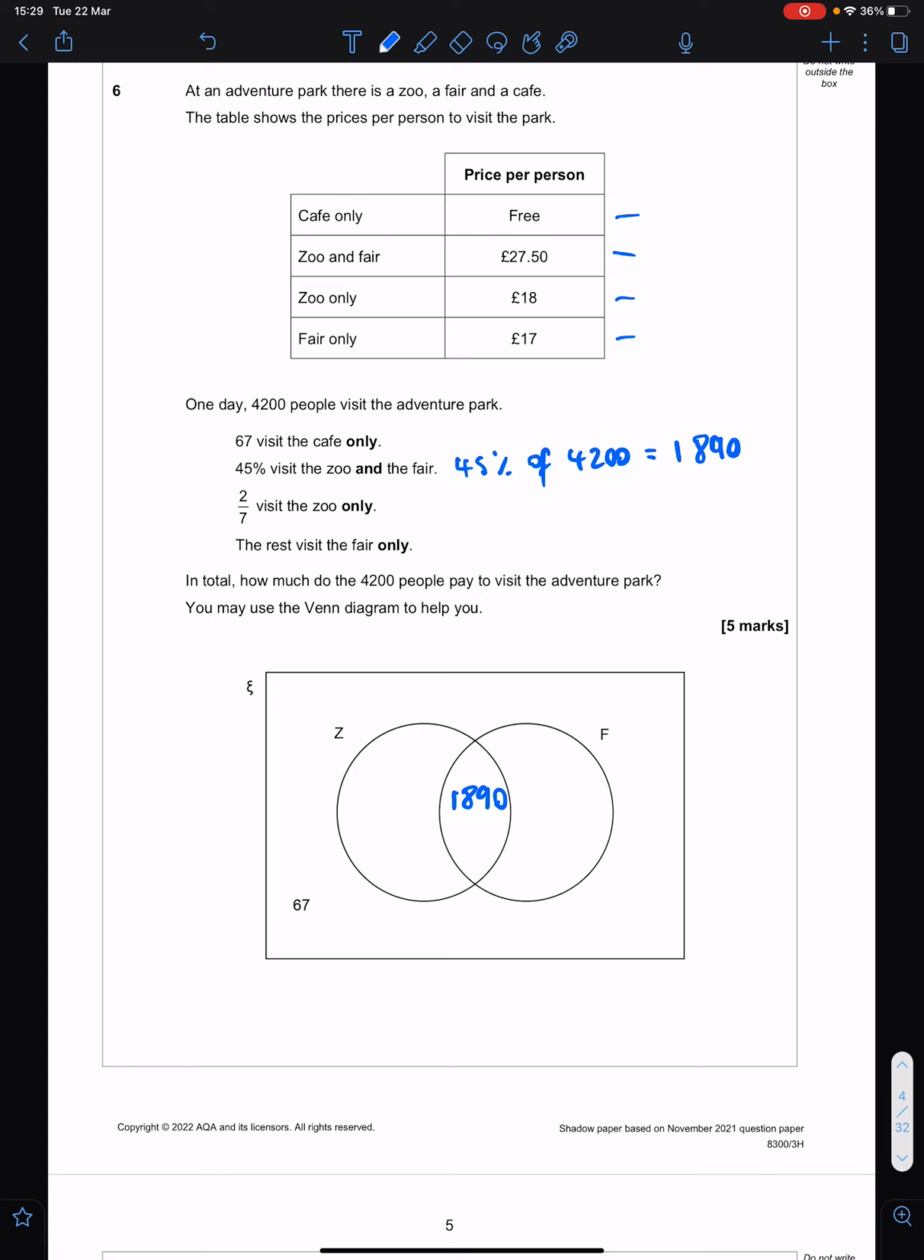Then it says 2/7 visit the zoo only, so typing 2/7 times 4,200 into the calculator. Please don't judge me. I know I probably could have done this in my head, but whatever. So that's going to be 1,200 who visit the zoo only. So that's 1,200 here, the zoo only.